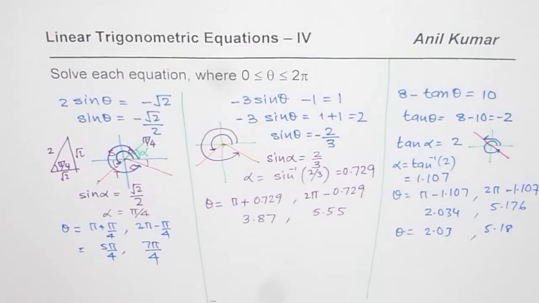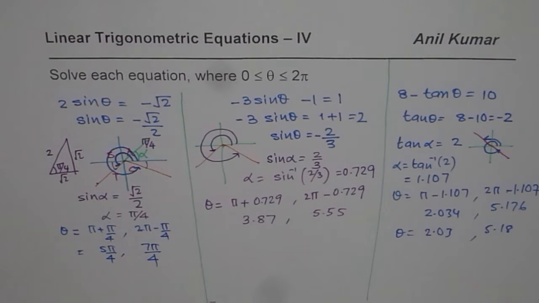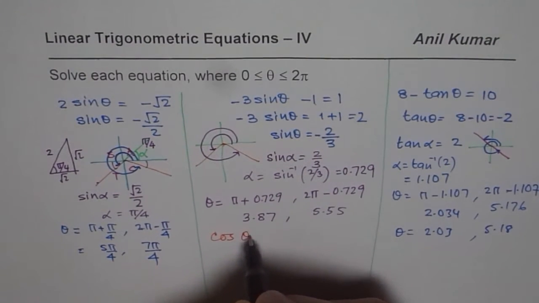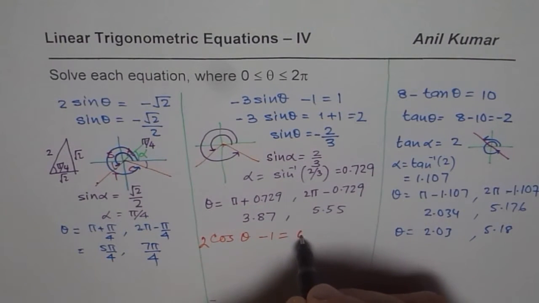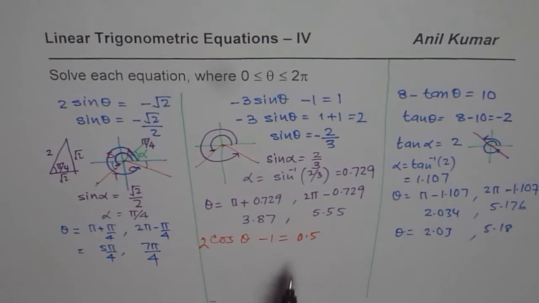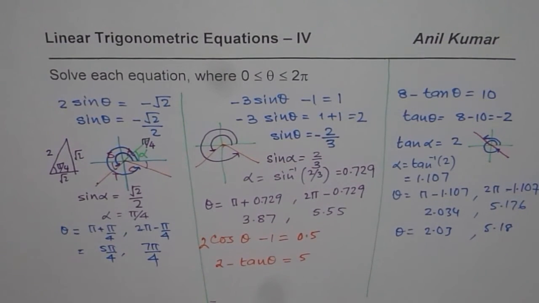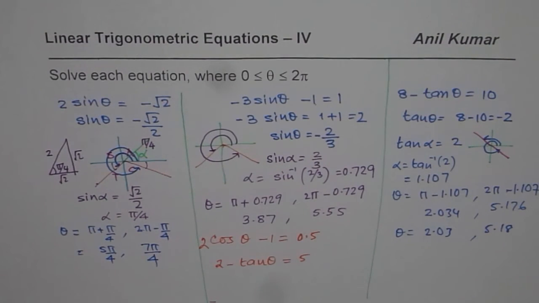So that is how we need to solve these equations, right? Still, these are very basic equations, but they give you a good concept. Now, as practice, you can solve these questions. You can do 2 cos theta minus 1 equals, let us say, 0.5. Let this be one of the questions, and then we'll take 2 minus tan theta equals 5, right? So solve these questions, and find the answers within the domain of 0 to 2 pi. I hope that helps. Thank you.